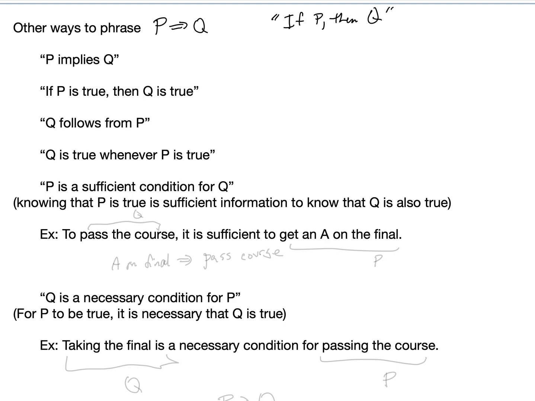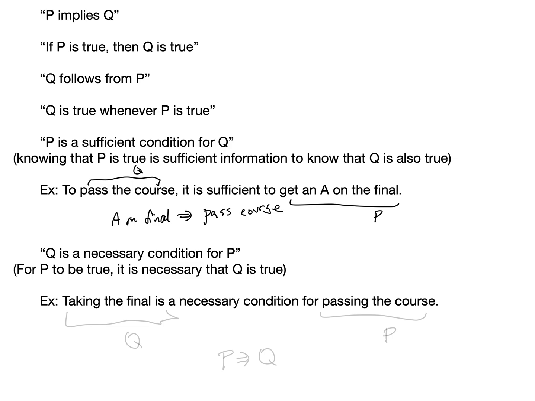As an example, let's say to pass a course, it is sufficient to get an A on the final. It's not a promise about this course in particular, but suppose that some instructor gave you this piece of information. To pass the course, it is sufficient to get an A on the final. So in other words, getting an A on the final implies that we pass the course. So this is P, and it is sufficient for Q.